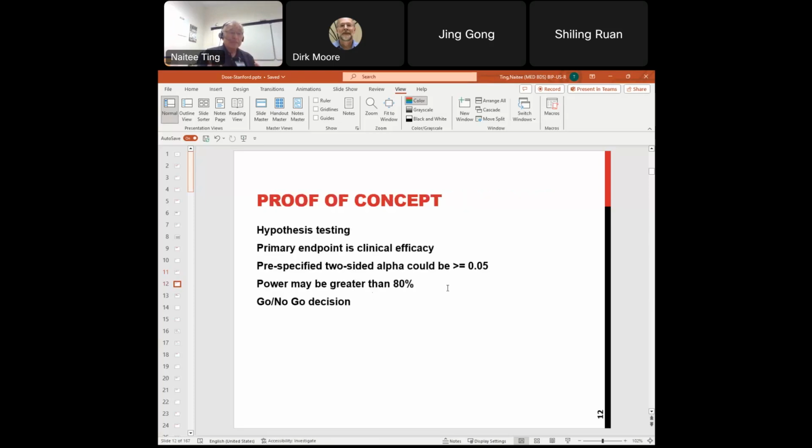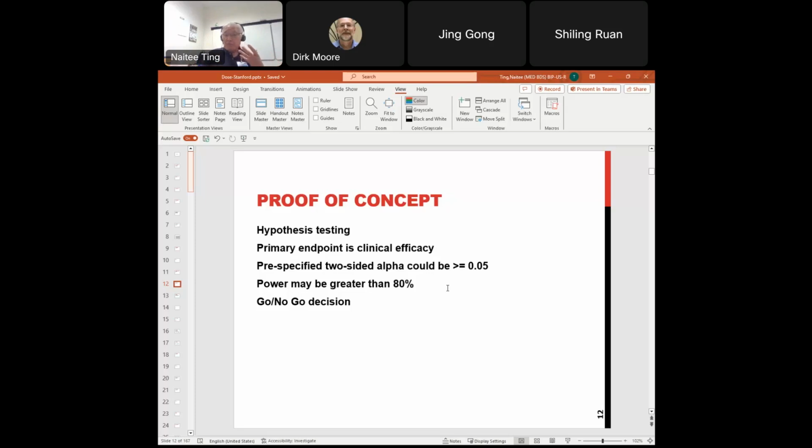Now, proof of concept by nature is hypothesis testing. All right. We have two distributions. We have the placebo distribution, we have the test drug distribution. We want to see if we can separate these two distributions. It is a hypothesis test framework. The null hypothesis says the two distributions are not distinguishable. The alternative hypothesis says they're very different. All right, how different? The p is less than alpha.